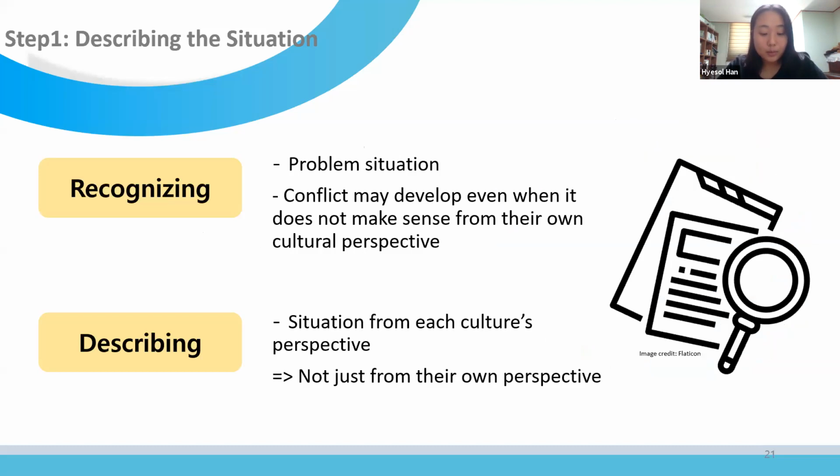So, there are steps to solve cultural synergistic problems. It is important to recognize the problem situation, and conflict may develop even when it doesn't make sense from one's own cultural perspective. We should remember to describe the situation from each culture's perspective, not just from our own. In addition, we should refrain from interpreting or evaluating the situation.